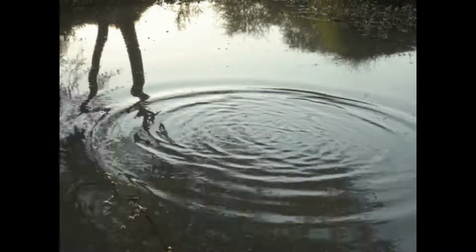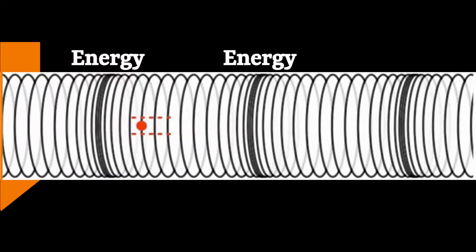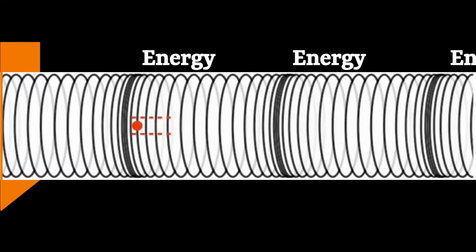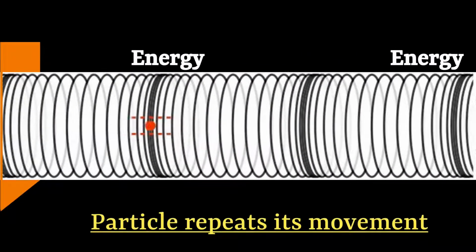When we drop a stone in a pond, as it sinks, it imparts energy at different levels and generates many ripples. Generally, when a source continuously releases energy, particles face continuous ripples of energy. Because of this energy, particles perform the same type of movement again and again.